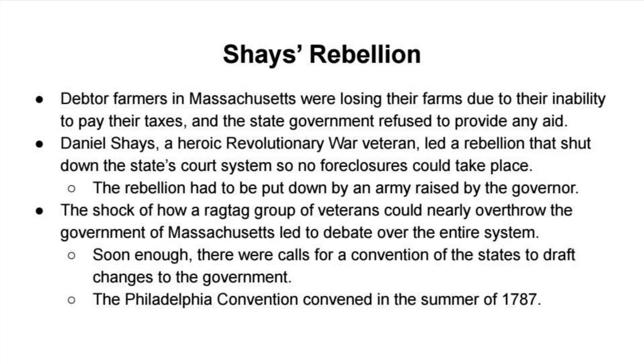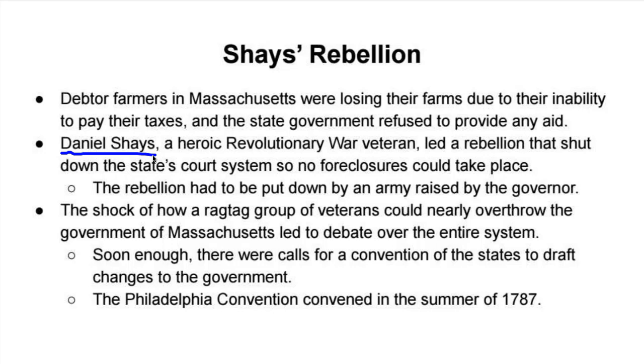So debtor farmers in Massachusetts are losing their farms, and Daniel Shays, who was a Revolutionary War veteran, led a rebellion that shut down the state's court system so that no more foreclosures could even take place, and the rebellion had to be put down by an army raised by the governor. Again, the national army wasn't able to be utilized because there was no power to tax and maintain such a military.